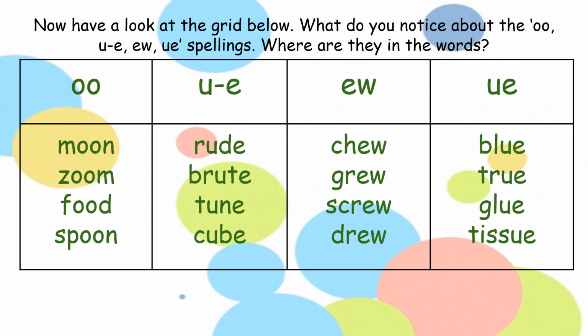Okay, now I would like for you to have a look at the grid below, and I would like for you to look at the words that are in the grid. Can you tell me where the oo sounds are in those words? Are the oo sounds at the beginning of the words? Are they in the middle of the words? Or are they at the end of the words? Pause the video here and see if you can notice the pattern.